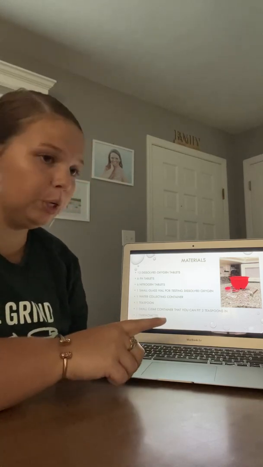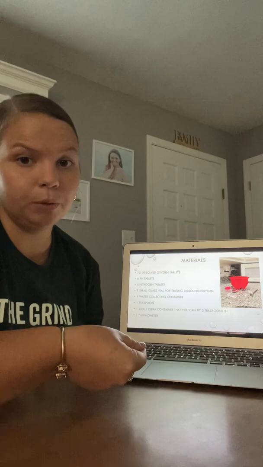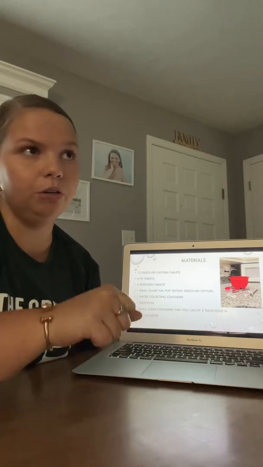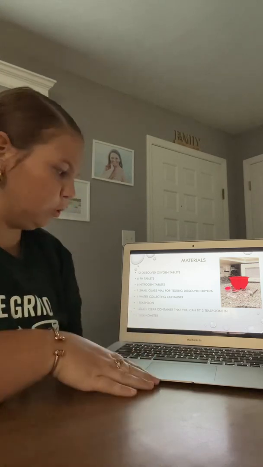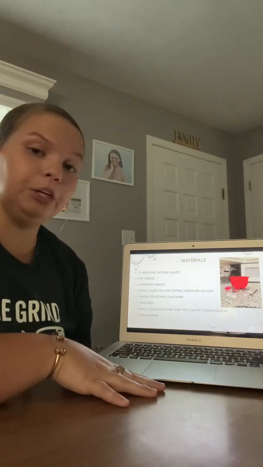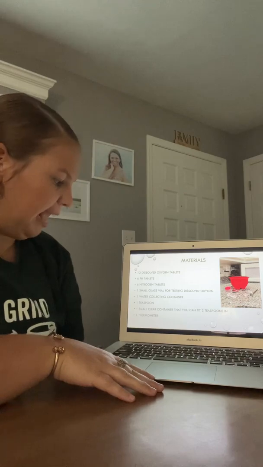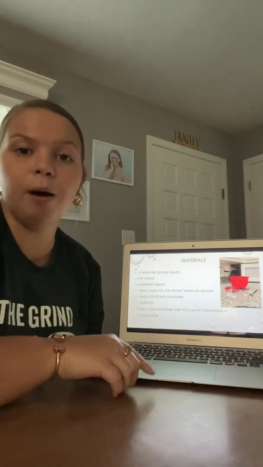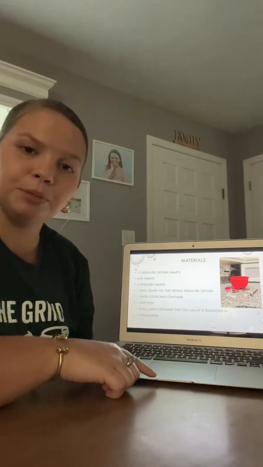You need 1 teaspoon. That can either be just like a teaspoon, like a regular spoon, or you can use your teaspoon measuring tools. And you need 1 small clear container that you can fit the 2 teaspoons in. And you also need 1 thermometer to test the temperature of your water.